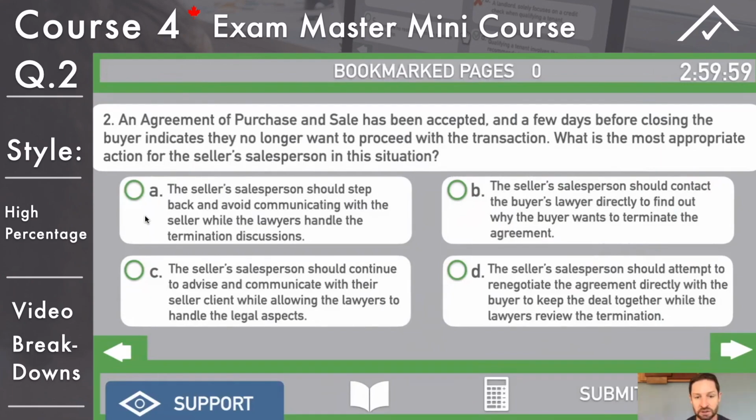A, the seller's salesperson should step back and avoid communication with the seller while the lawyers handle the termination discussions. Okay. Not that bad of an answer, to tell you the truth. Like, realistically, they should just step back. But avoid communication with the seller, right? You have to continue to communicate, support their client, right? Stepping away is okay because we'll get to the answer, but it would fail to meet their duty of service to completely step away and avoid.